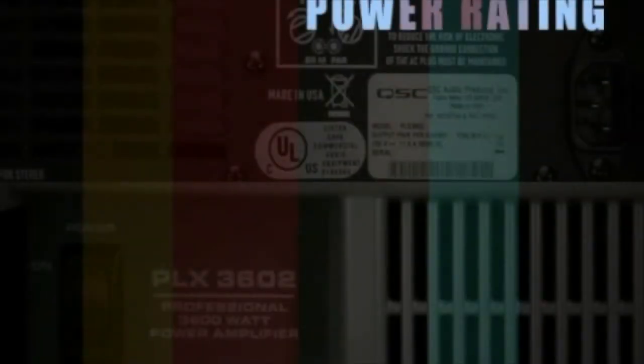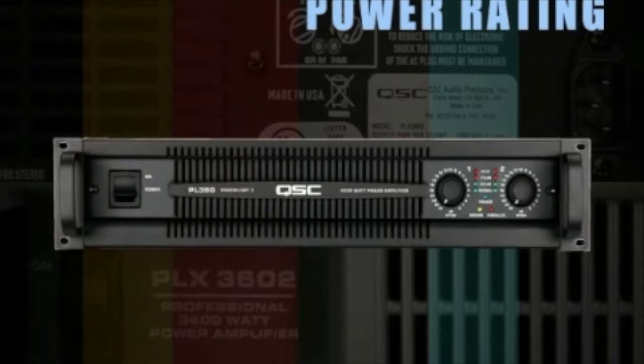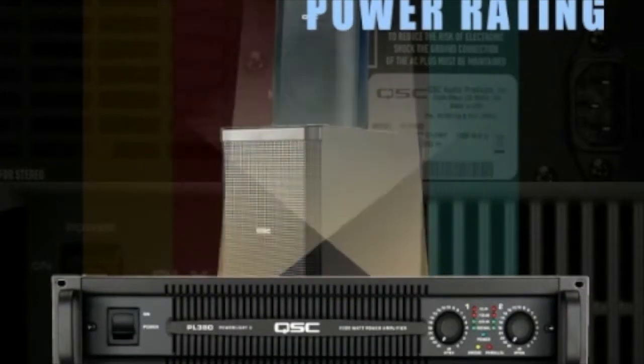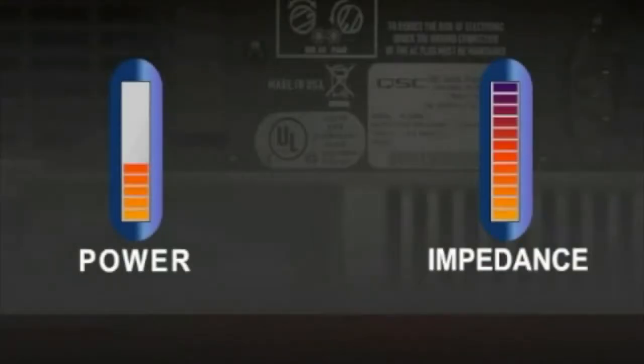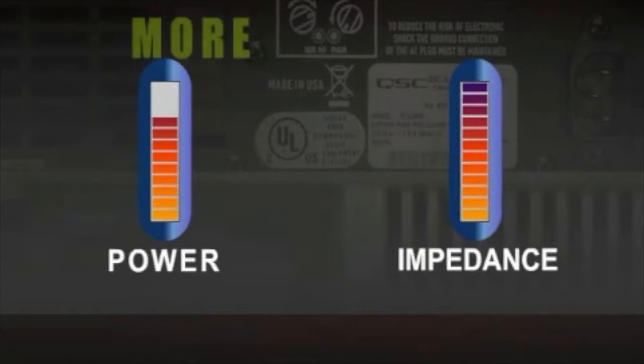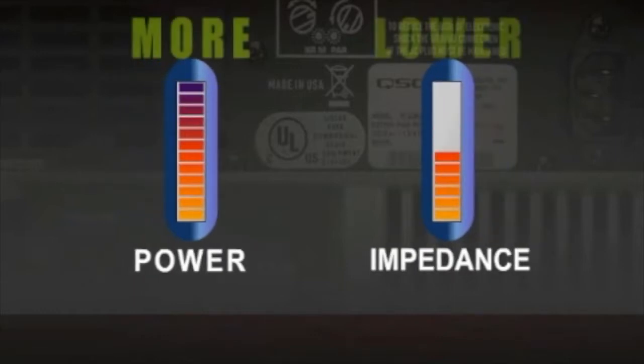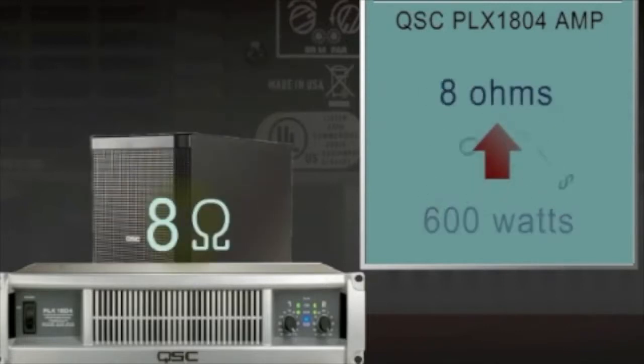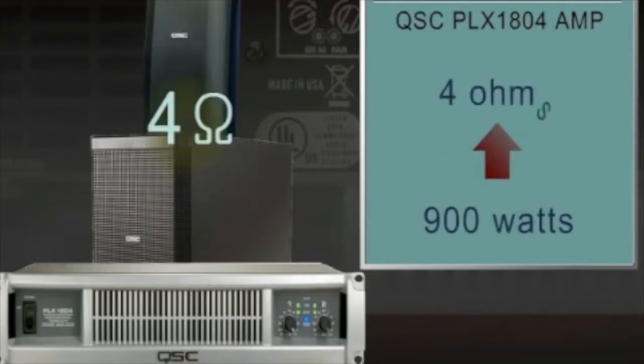An amplifier's power rating indicates the output power in watts based on the load that the amplifier sees. An amplifier will output more power to a load with a lower impedance. For example, a QSC PLX1804 will output 600 watts into an 8-ohm load, but will increase to 900 watts if the load is 4 ohms.